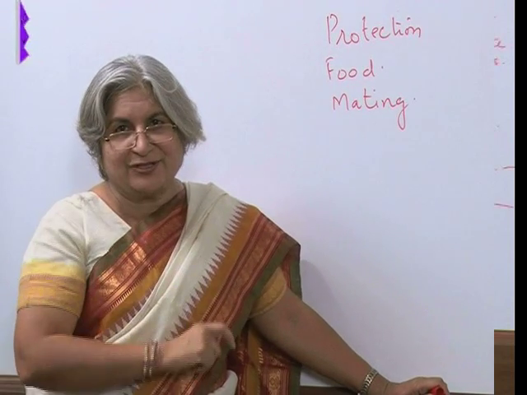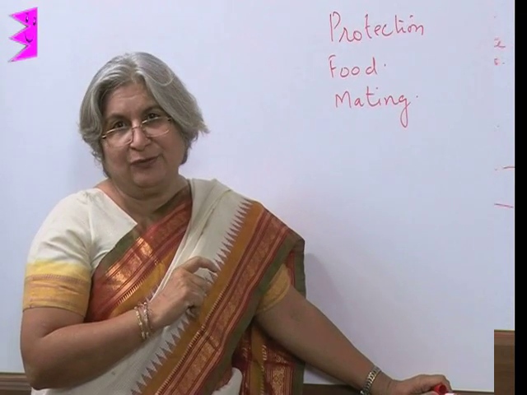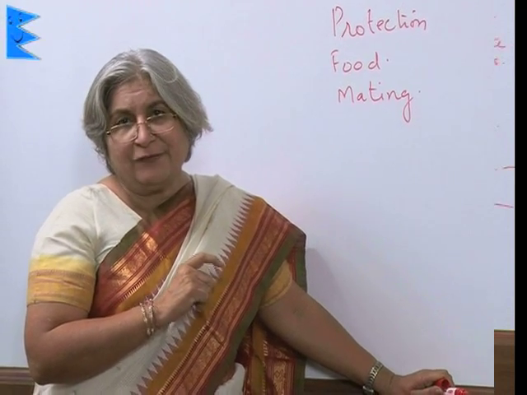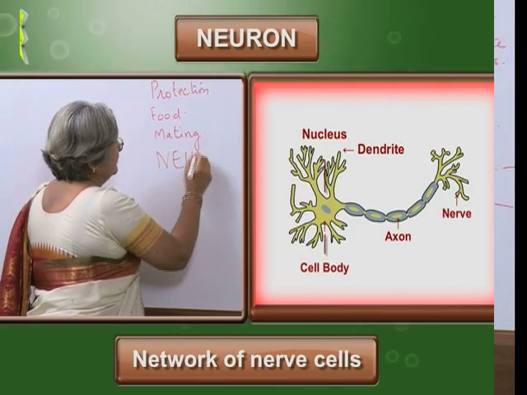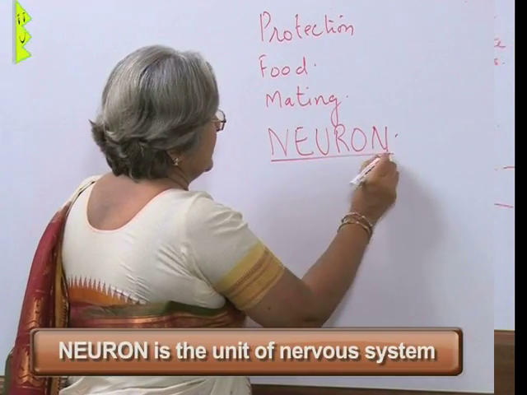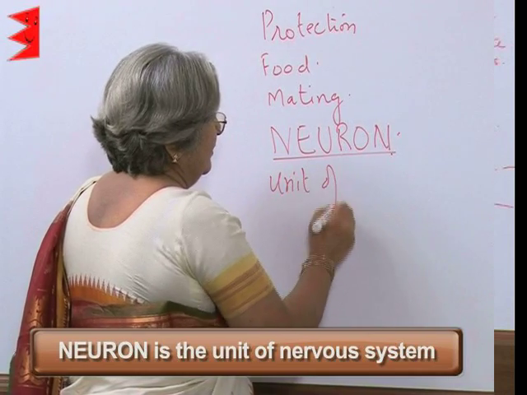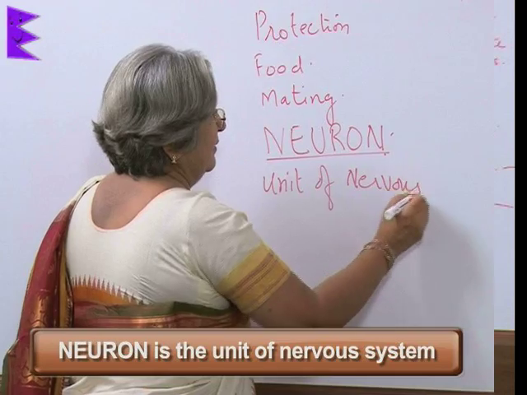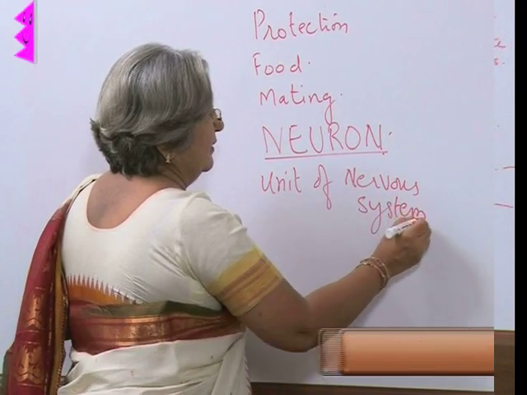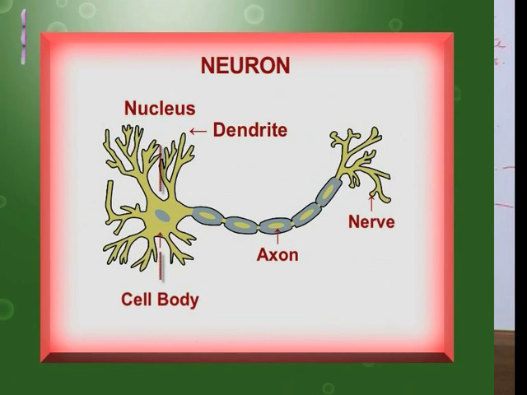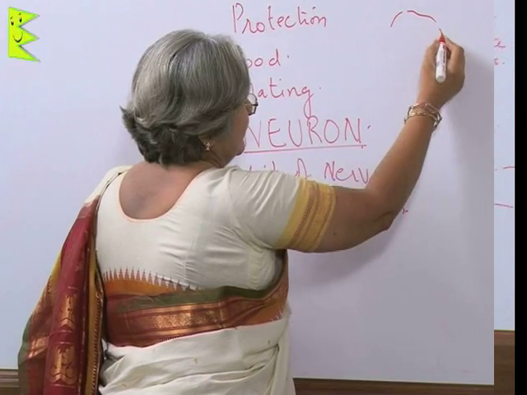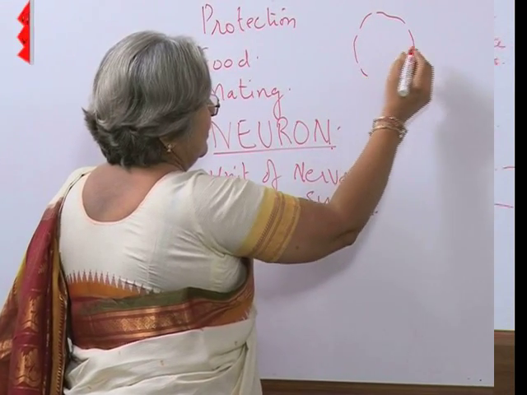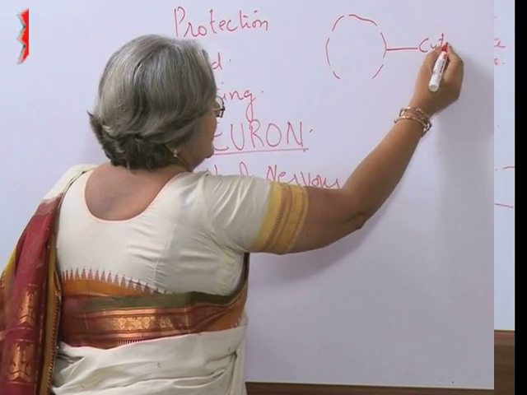How? That's the question. There is a special type of tissue, the nervous tissue, which is made up of a network of nerve cells, which are also called neuron, the unit of nervous system. The structure of a neuron is very interesting. It is made in such a way that it can pick stimuli. It has a large rounded body, which is called cell body or the cyton.